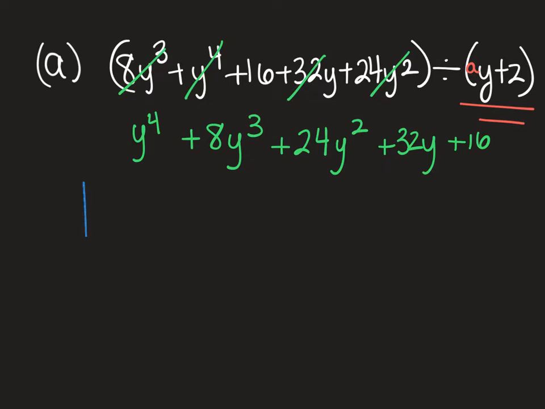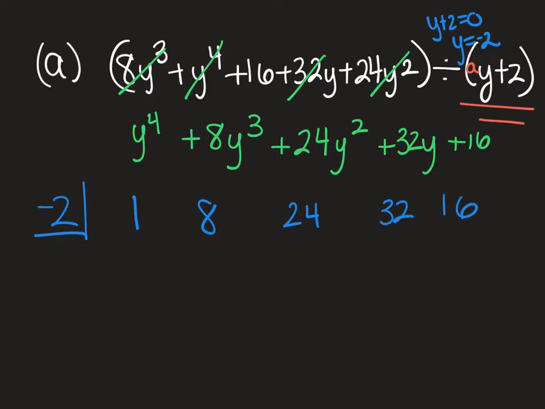So I'm going to put the negative 2 in here, because remember you take the y plus 2 and you set it equal to 0. So y would equal negative 2. And then we're just going to drop down the coefficients. 1, 8, 24, 32, 16. Because we had the polynomial in order and didn't have any missing terms, we can just drop those coefficients down. Take your 1 and you drop it down.